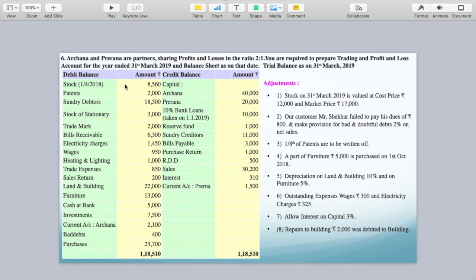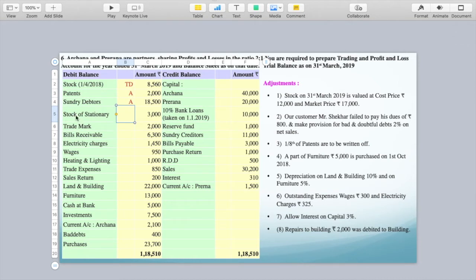Now let us start with the marking of the question. First thing given is stock, on 1st April 2018, will go to trading account debit side. Then patents is an asset, it is an intangible asset. Then sundry debtors assets, stock of stationery. Now here if the printing and stationery word would have been used, then it will go to profit and loss account debit side, but this is not an expense, this is a stock. So any kind of stock is your asset if it is given directly in the trial balance.